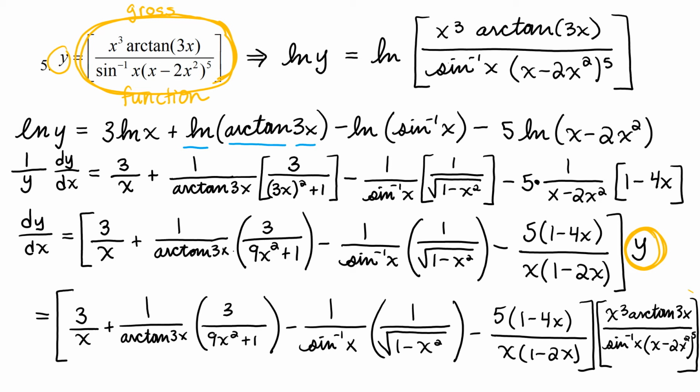So the trick here is just remembering this implicit differentiation when we take the derivative of natural log of y, multiplying both sides by y, and then substituting what y is equal to, since we know what it is from back at the beginning. So that general process is, if we have y is equal to f of x, and f of x is a gross function.